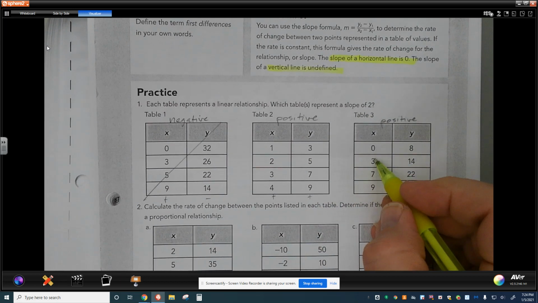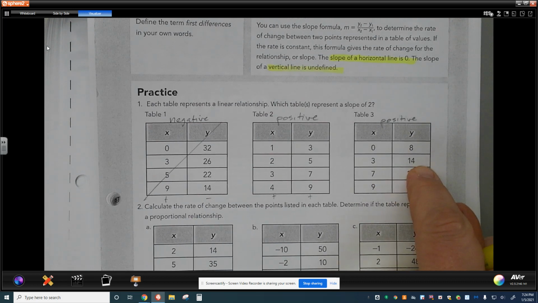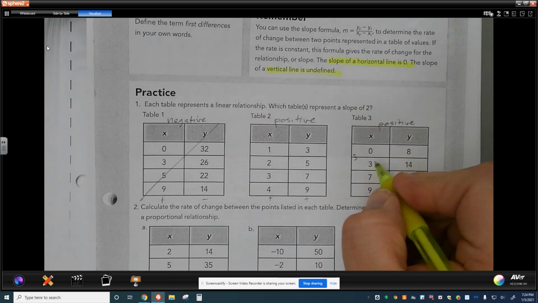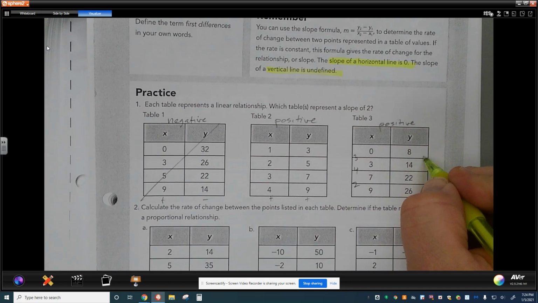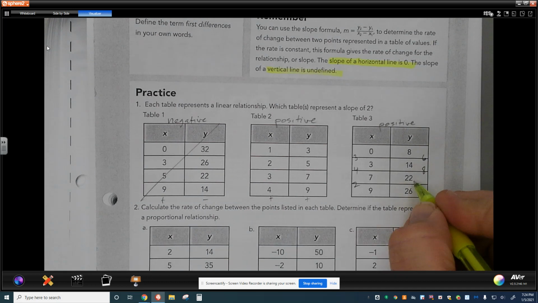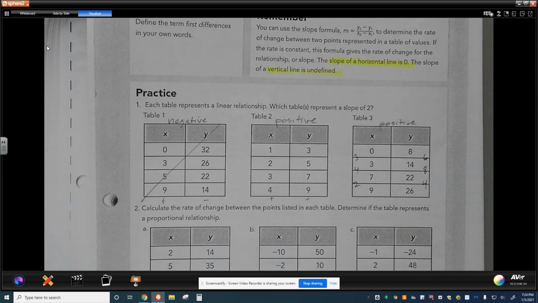Over here, these ones aren't consecutive, but it is still possible that this is going to be linear and it could still have a slope of 2. Don't forget about that. There's a change of 3, a change of 4, a change of 2, and then 8 to 14, that's an increase of 6. 14 to 22 is an increase of 8. 22 to 26 is an increase of 4. Take a look at those constant rates, change in y over change in x. Is that a slope of 2?